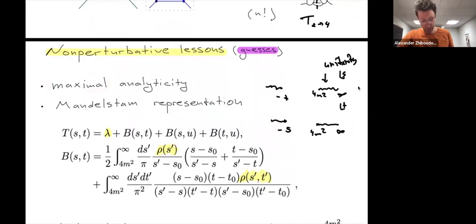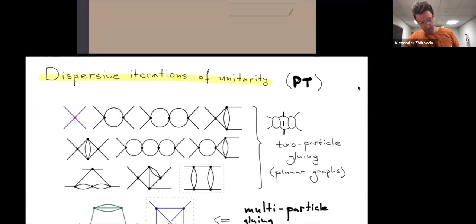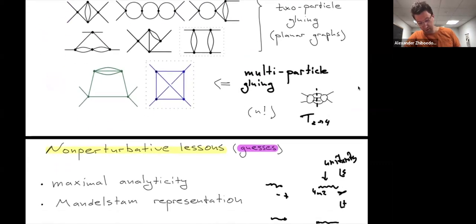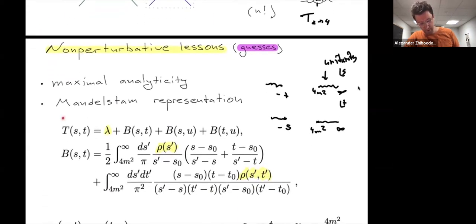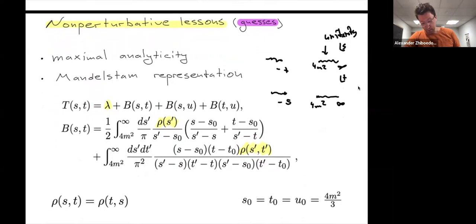This analyticity will be there, and this representation is called the Mandelstam representation. In this slide I have dispersive iterations, where dispersive means that we express the amplitude in terms of our starting point, which was lambda, and its discontinuities, which is called the single spectral density, and this is a double spectral density. And that's how you can effectively compute all these diagrams. You just iterate dispersion relations and unitarity.